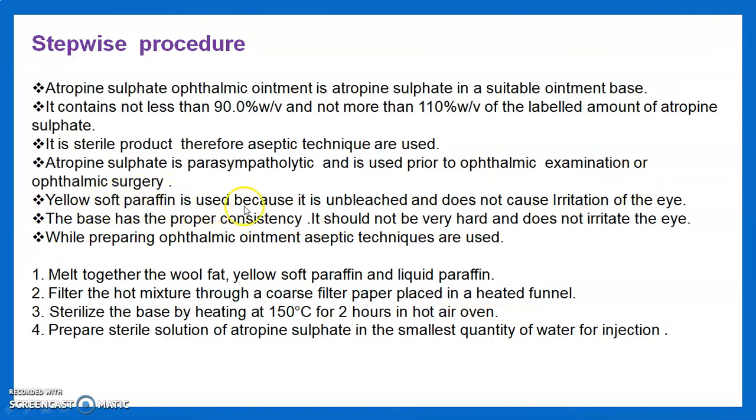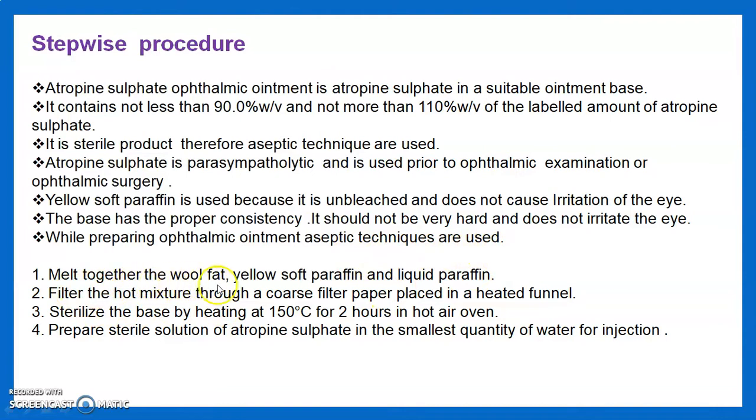Yellow soft paraffin is used because it is unbleached and does not cause irritation of the eye. While making eye preparations, we do not use white soft paraffin. White soft paraffin is prepared by bleaching yellow soft paraffin, so it contains a bleaching agent. That's why we use yellow soft paraffin, which does not contain a bleaching agent. The base should have a proper consistency. It should not be very hard and should not irritate the eye. While preparing the ophthalmic ointment, aseptic techniques are used.